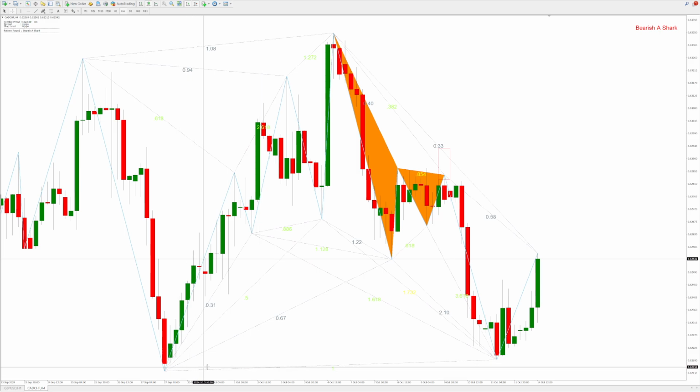That being said, there is a strong level of support here, which was tested and held up, and price has continued upwards, as we see with this bullish candlestick action. Bulls are really pushing the market up. So that's an example of a bearish shark pattern.